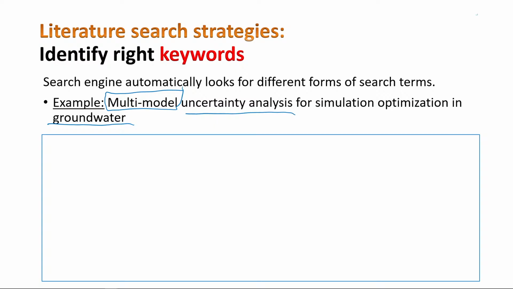That is basically the idea of multi-model: you base your design on multiple models rather than one model. Okay, so what keyword should I look for? Obviously, the most important keywords that I look for would be groundwater and its different spellings. So that would be the most obvious thing.